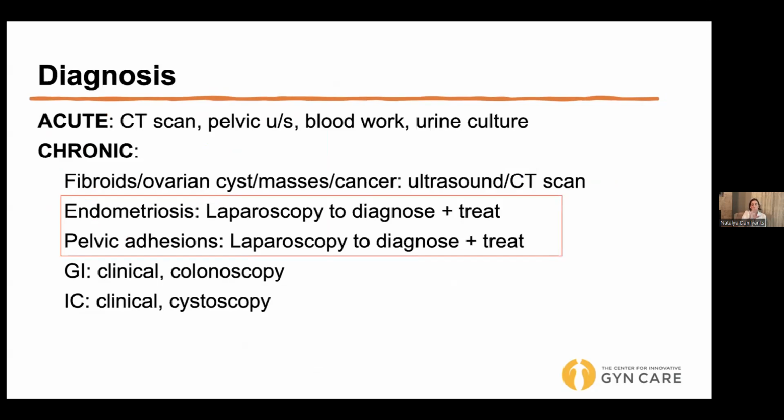So diagnosis, again, I think I've covered the acute, right? So imaging, blood work, all those things. And then for chronic, also imaging. And then really these two I've put in a box because for endometriosis and pelvic adhesions, you really need laparoscopy to diagnose, and then you would treat it at the same time, right?